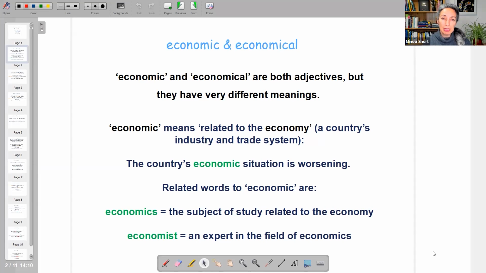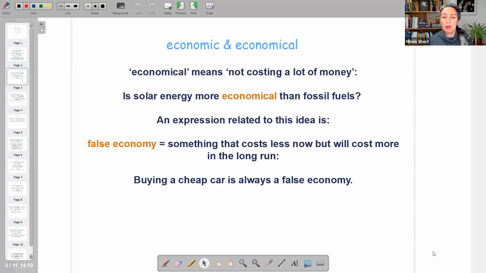Notice the difference in pronunciation, word stress, economics and economist. So these words also, it's always good to review the pronunciation from a word stress point of view. So that's economic. What about economical? Now, economical has a completely different meaning. It means not costing a lot of money. For example, is solar energy more economical than fossil fuels? So it's more or less like cheaper.